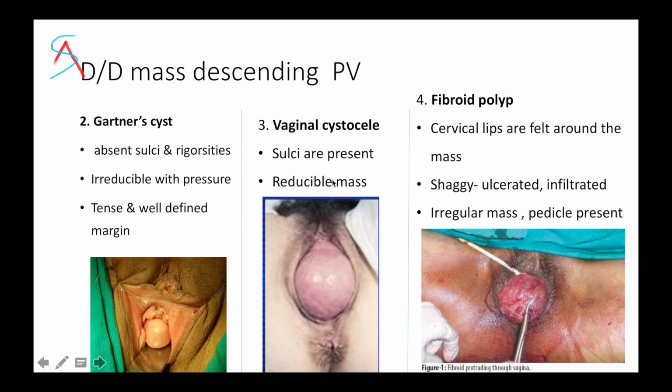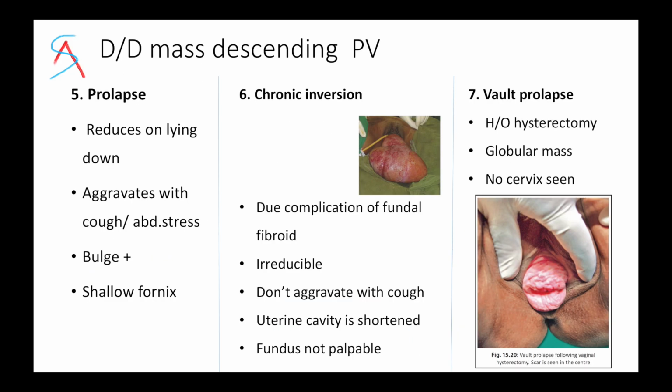Vaginal cystocele, where sulci would be present, it would be a reducible mass. Fibroid polyp will look ulcerated or infiltrated, a shaggy, irregular mass. Also around the mass, you can feel the cervical lips. Next is prolapse, which will reduce by lying down and aggravate on cough and abdominal stress. A bulge would be there, and fornices would be shallow.